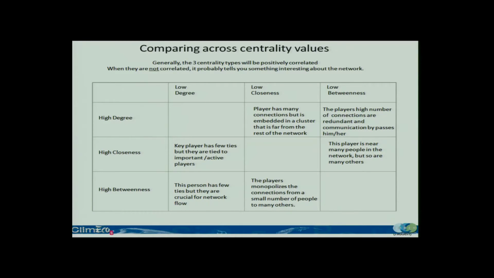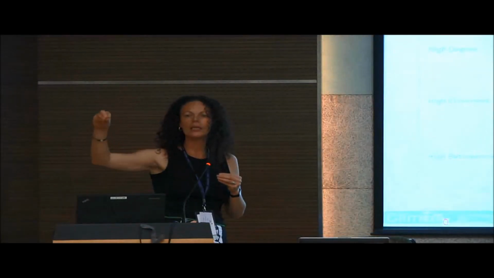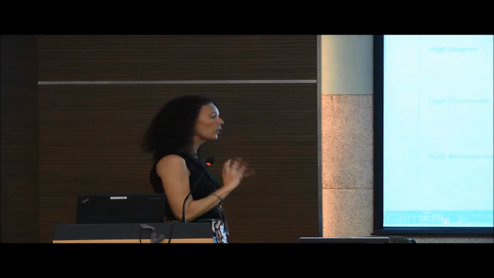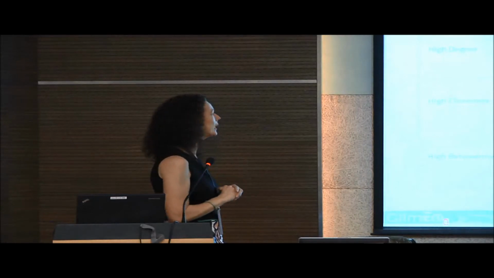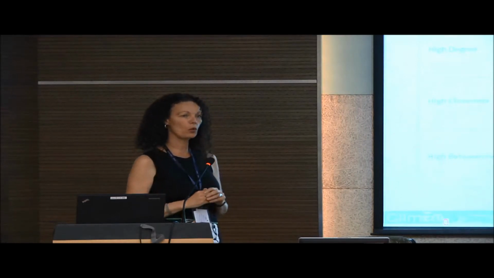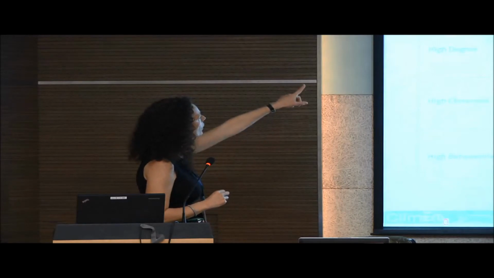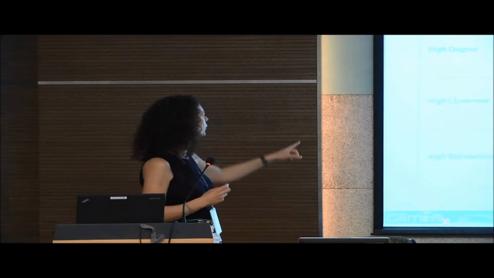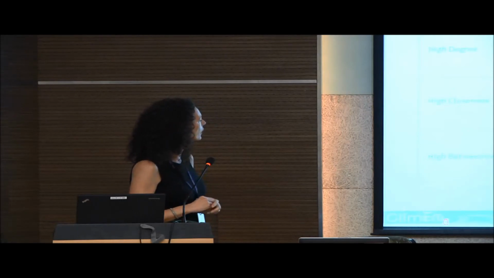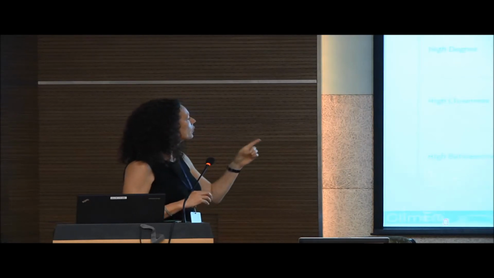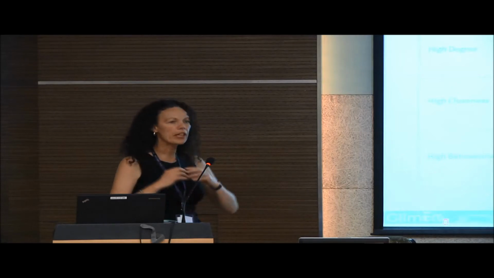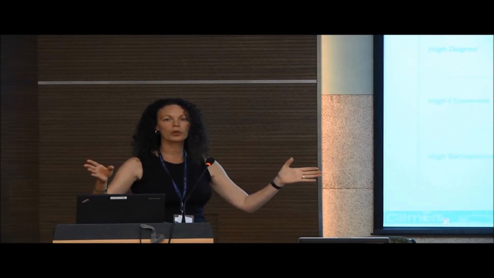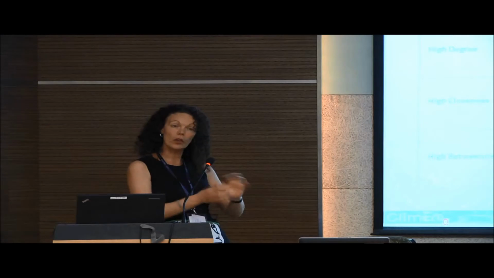The few ties that he does have are to really important persons. So that's an interesting spot to be in a network because you have a little bit of control. Similarly, if you don't have very many connections but you have a high betweenness centrality, then this person again has few ties, but they're crucial for the information to flow through the network because they hold a crucial position in that regard.